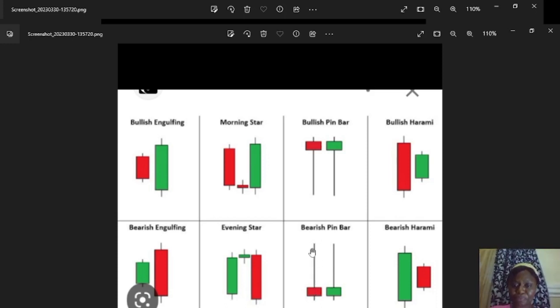Bearish pin bar, it can be red or green. Once you find a bearish pin bar at the resistance of any market, it signals that the market is about to change from being a bullish market to a bearish market. Once you see this, you start looking for a bearish trend. You start expecting a bearish trend to come in, and this kind of pin bar is a very strong signal in the market.